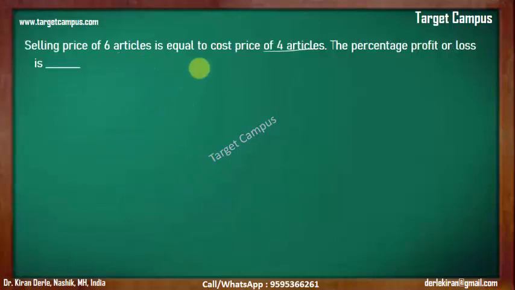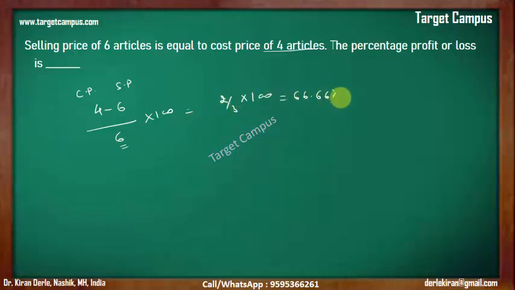Let's move. The selling price of 6 articles is equal to the cost price of 4 articles. The percentage profit or loss is? Again, just a formula we have. So 4 minus 6, this is the cost price of 4 articles is equal to the selling price of these many articles upon how many articles are sold, into 100. This becomes 2 by 3 into 100, that is 66.66%, right? So the answer would be 66.66%. I hope you are getting this.